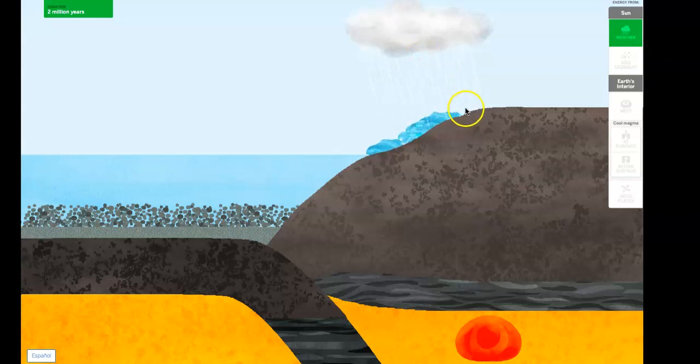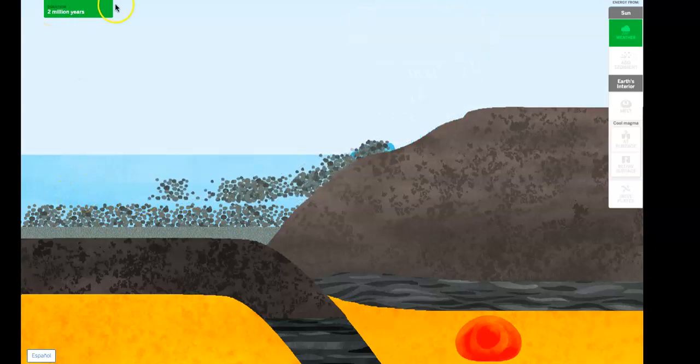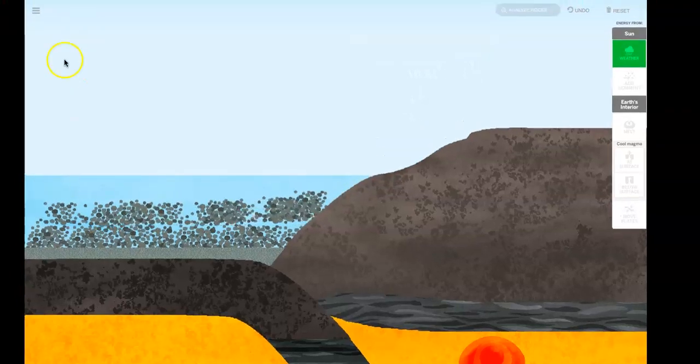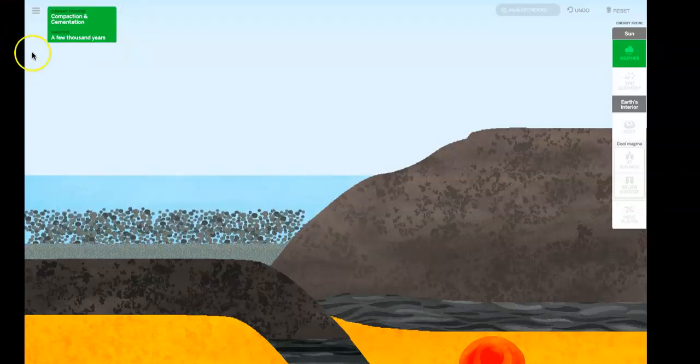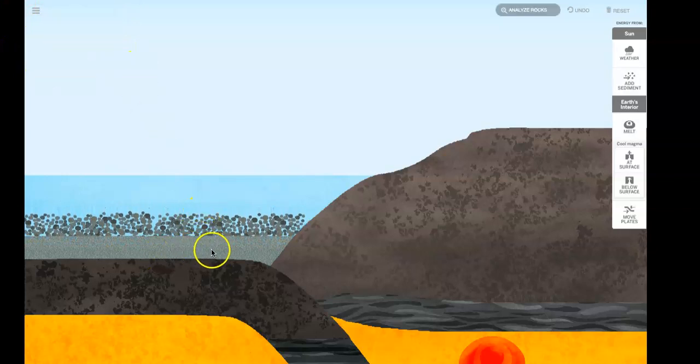More weathering. Notice the sediment breaking off, traveling down the path of gravity. Weathering is happening. And then compaction and cementation. Over thousands of years, and see the layers getting bigger. Now let's try some igneous rock.